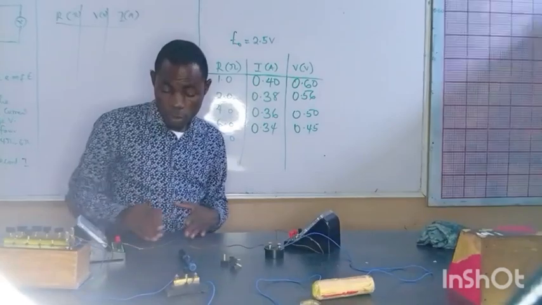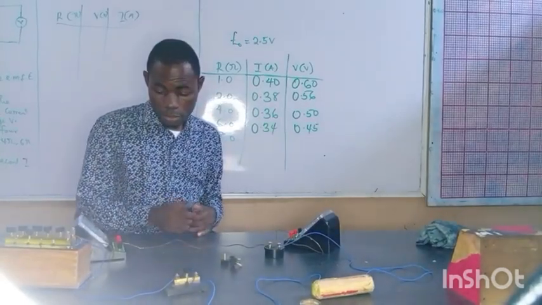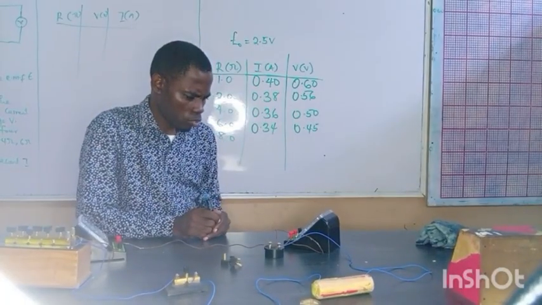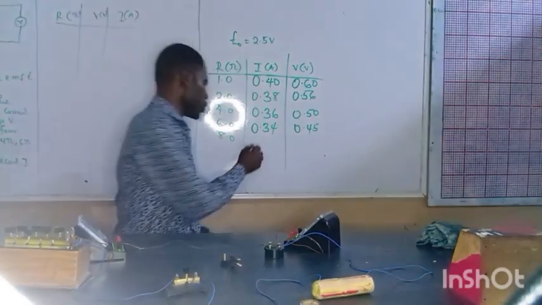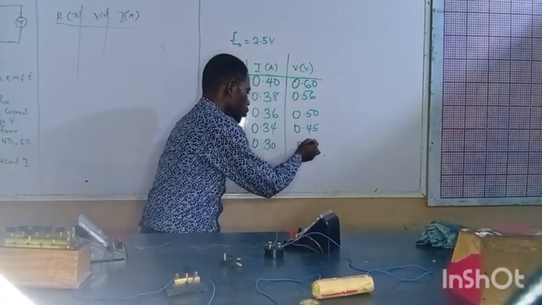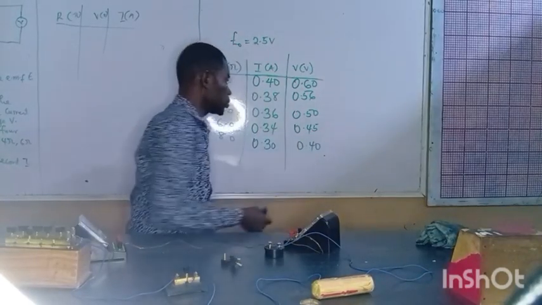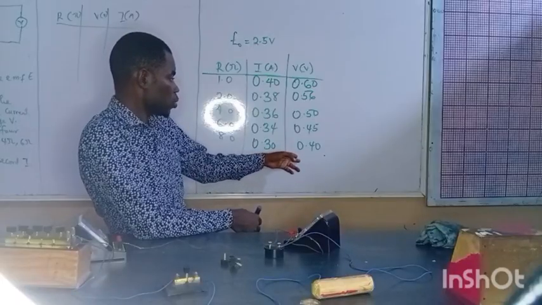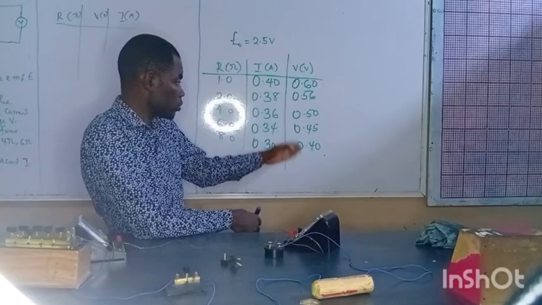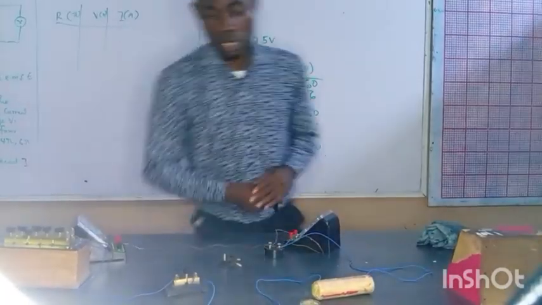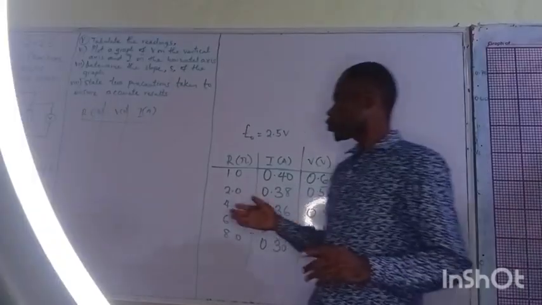Here I'm seeing 0.30, and I'm seeing 0.40, and that is how we finish the experiment. Now I think we should go to the next video. That was in time. We want to plot the graph.